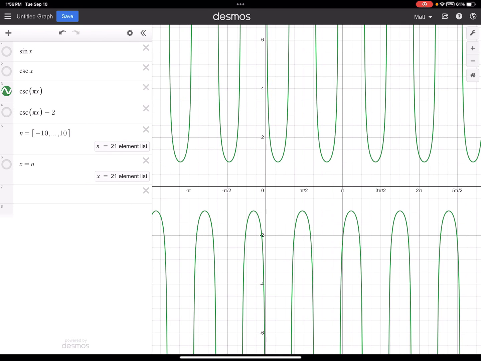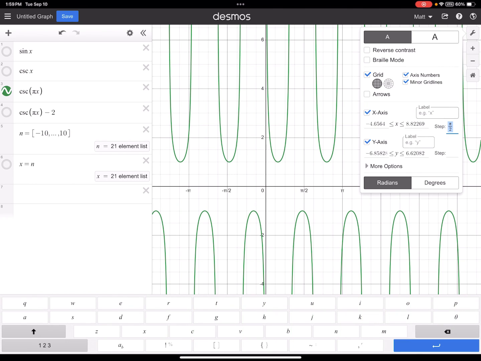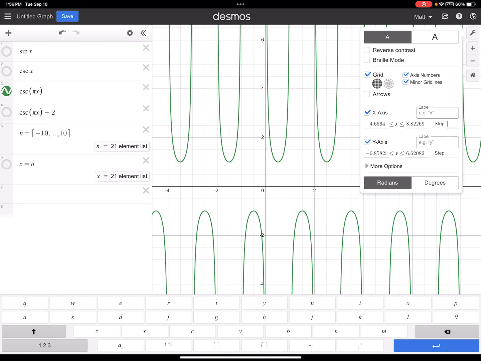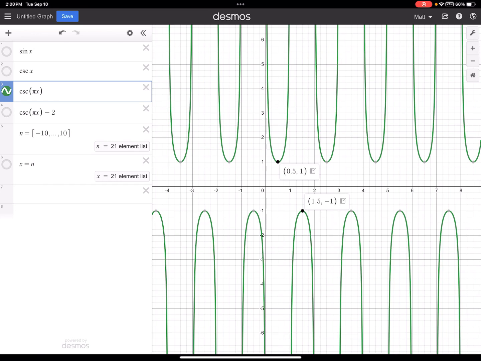At this point, it's helpful to go from pi labels on the x-axis to whole numbers. So click your wrench and change the step away from pi halves. You can just delete it, or you can put a 1 there. For that matter, you can put a 1 for the step size of y as well. Notice where the maximums and minimums are. Notice that an upper and lower branch are drawn over a period of 2, from x equals 0 to x equals 2.